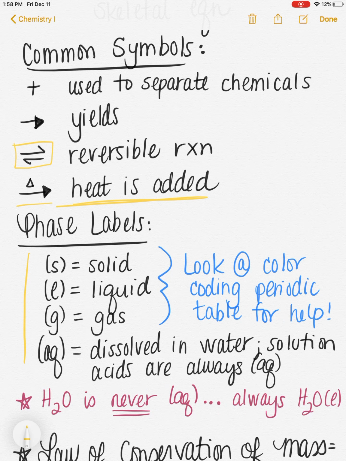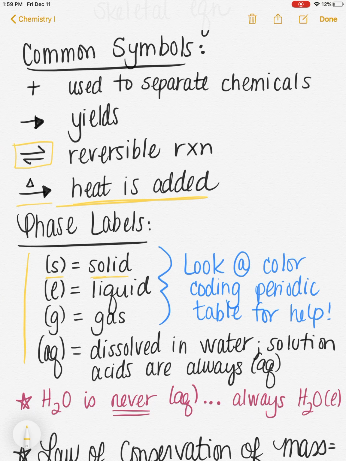Phase labels. All right, so like when you're cooking, it's really important that you get the right ingredient. For example, sometimes you need butter in its solid stick form, and the recipe will say a stick of butter. Whereas in other recipes, you need the melted butter, so you would have to put it in the microwave or put it on the stove, and it can really change the product that you're making by what type of butter or what phase you selected. So the same is true in chemistry. If something is a solid, you'll put an S in parentheses after it to show that it's solid.